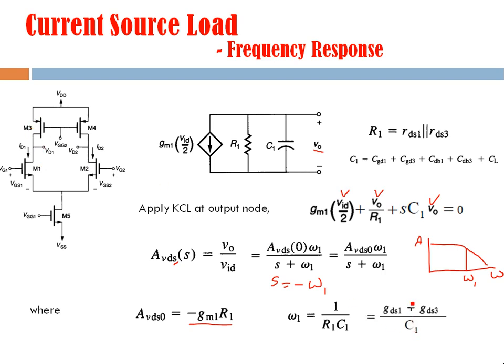That way we will get the net conductance here, right, divided by C1. C1 is the capacitive component, the net capacitive component between the output terminal and ground. So that way we can find out the upper cutoff frequency.